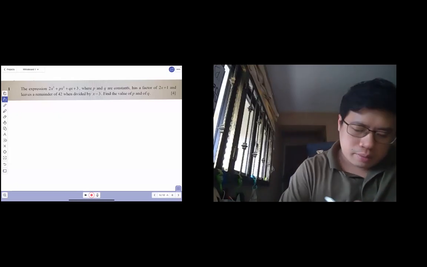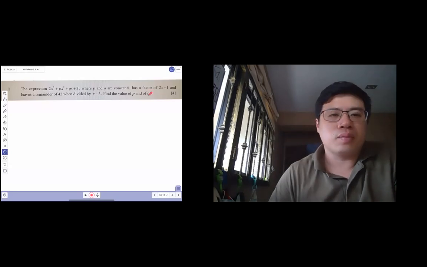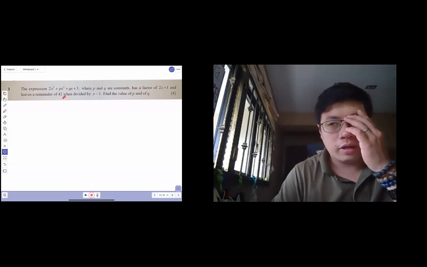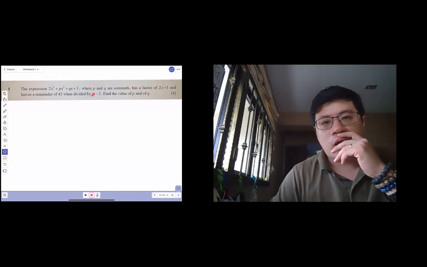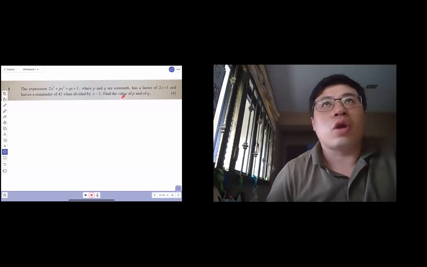The expression when p and q are constants has a factor of 2x plus 1 and leaves a remainder of 42 when divided by x minus 3. So we are asked to find the value of p and q. Okay, so for this question, what you have to do is very simple.